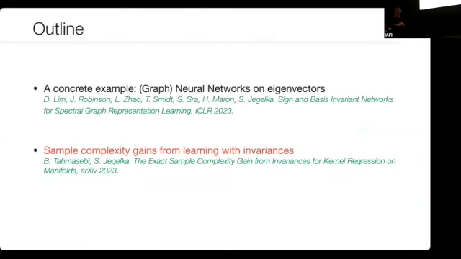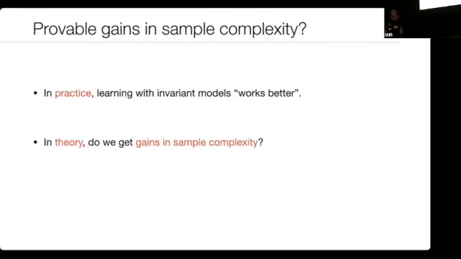All right, so this is what I wanted to tell you about, an example of designing a neural network with invariances. And the question I want to ask in the last part of my talk is that, I've shown you that learning with invariances makes the model learn better. And this is not something new. This is something that many people have observed in many examples.